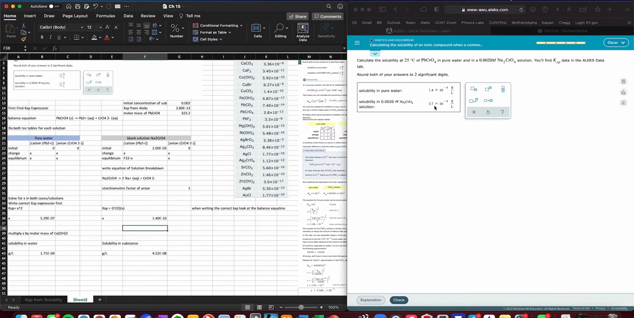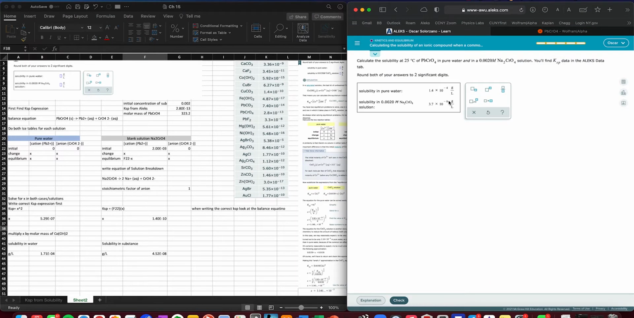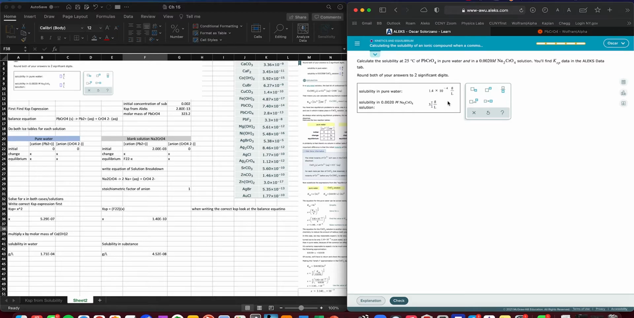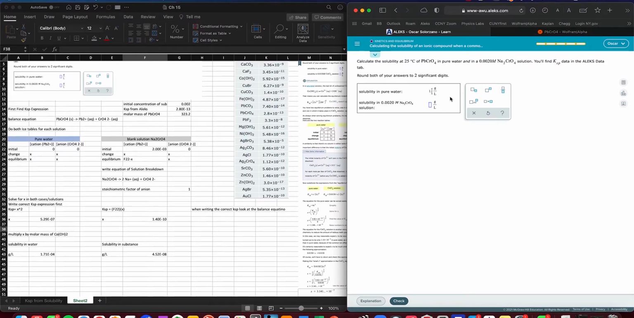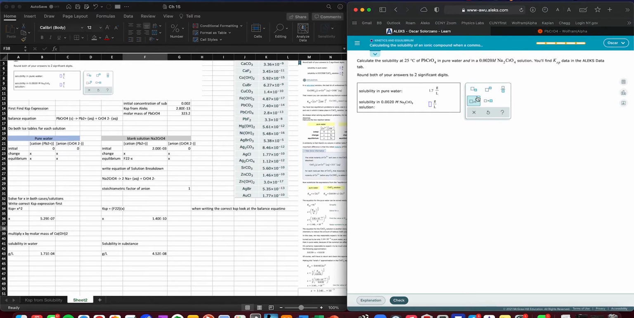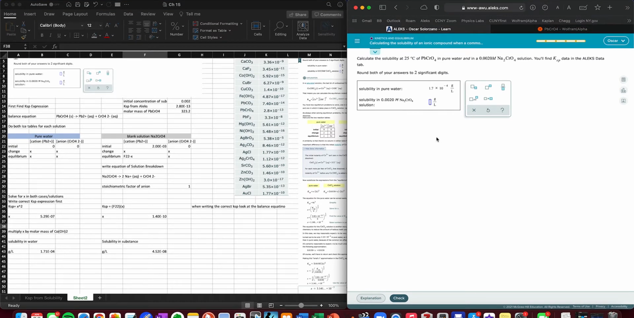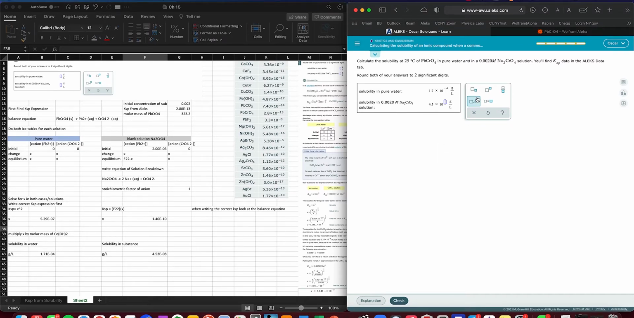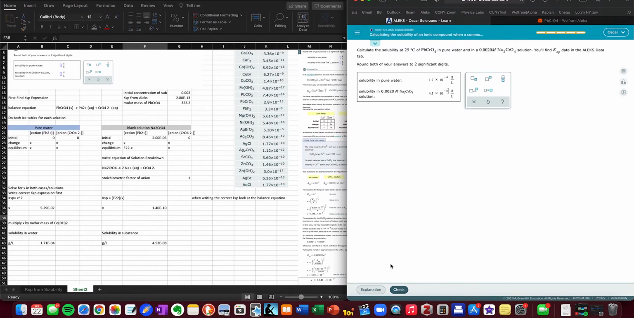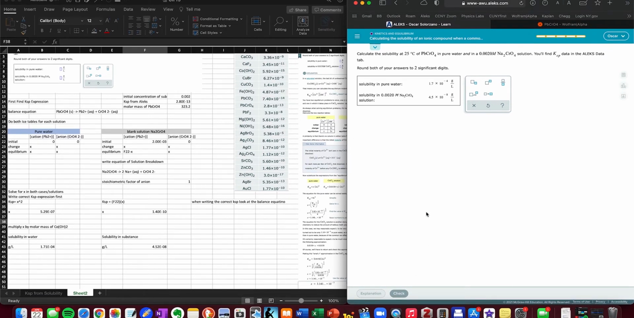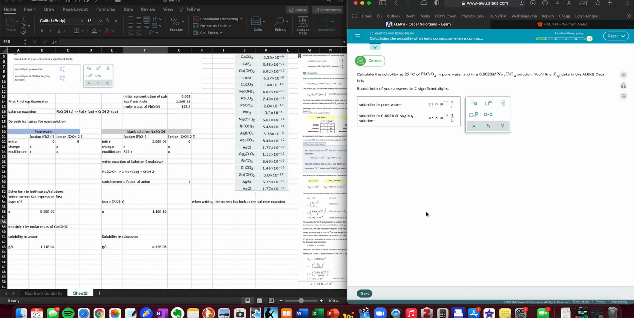So let's try plugging these values in and see if it's right. 1.7 to the negative 4, 4.5 to the negative 8. See if that's right. Yes! It is right!